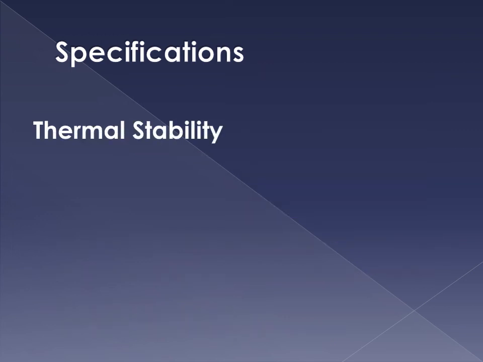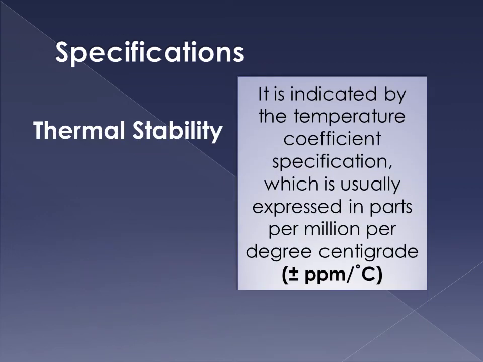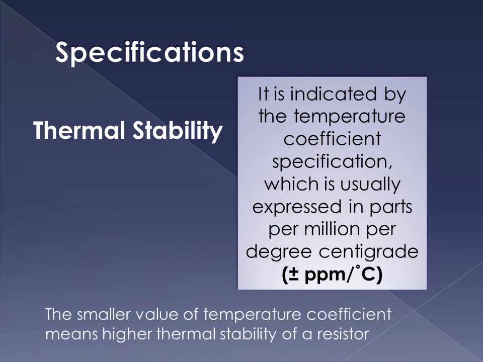The thermal stability of a resistor is indicated by the temperature coefficient specification, which is usually expressed in parts per million per degree centigrade. A smaller value of temperature coefficient will have less variation in the resistance value. Therefore, a smaller value of temperature coefficient means a higher thermal stability of a resistor.